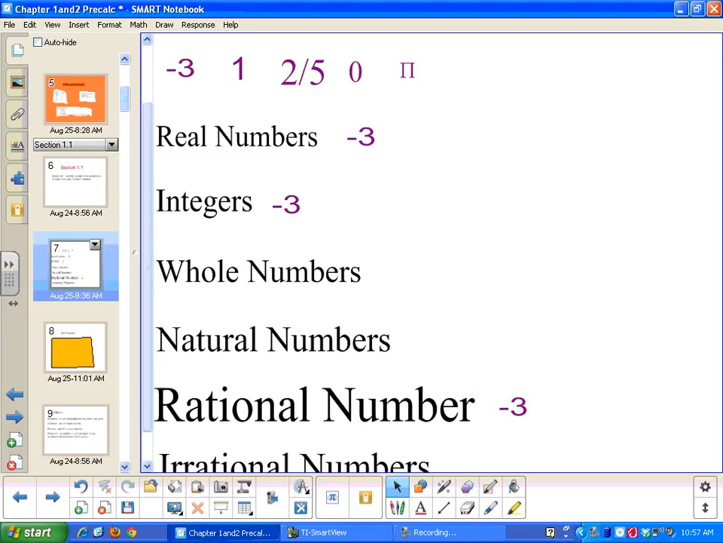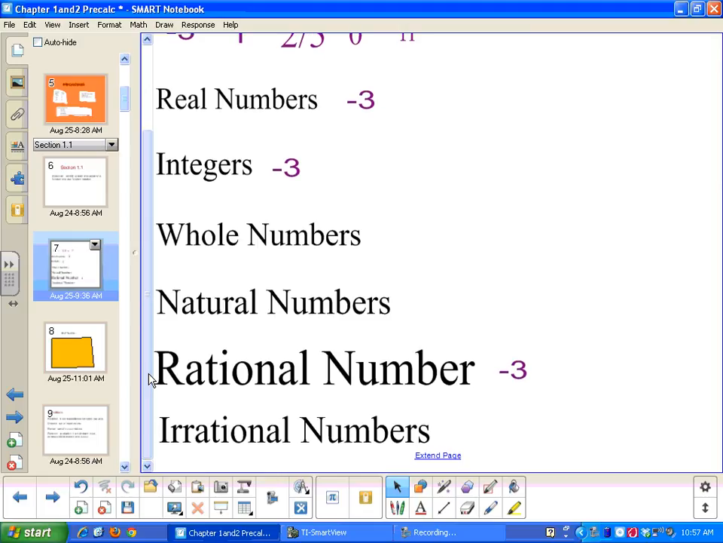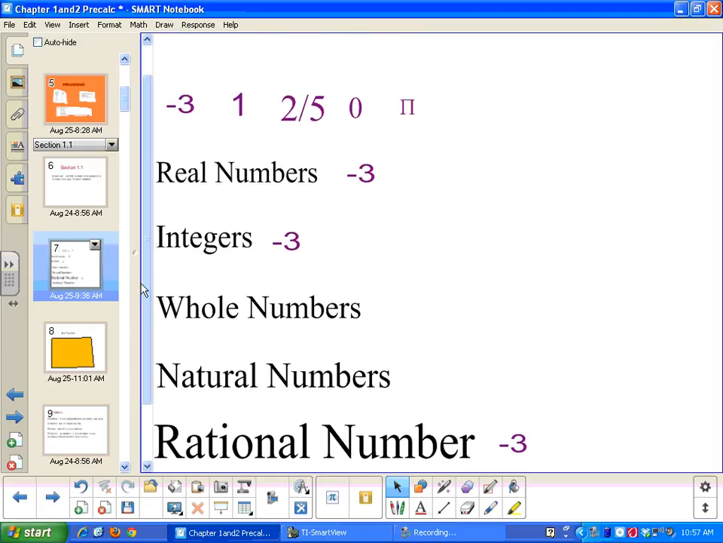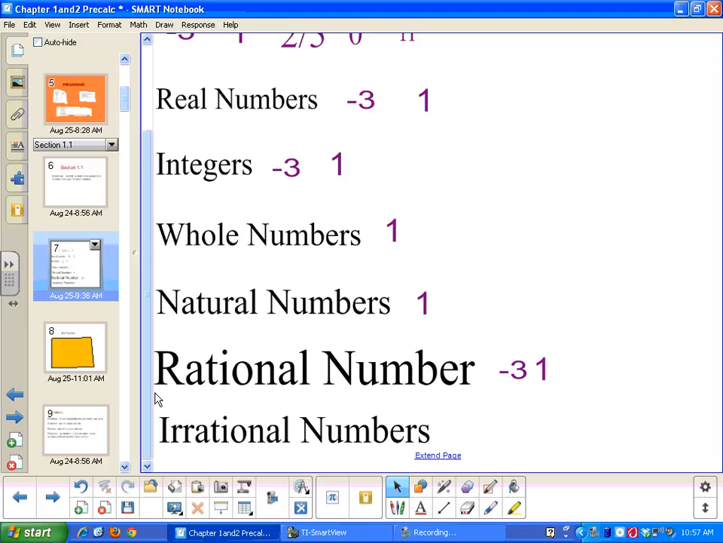And -3 is not an irrational number, because an irrational number is a number that cannot be written as a fraction, so a non-terminating, non-repeating decimal. Okay, so let's move on to 1. 1 is a real number. 1 is an integer. 1 is a whole number. And 1 is a natural number. 1 is a rational number. And 1 is not an irrational number.